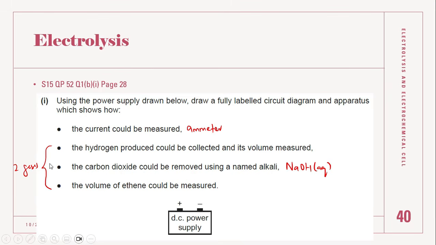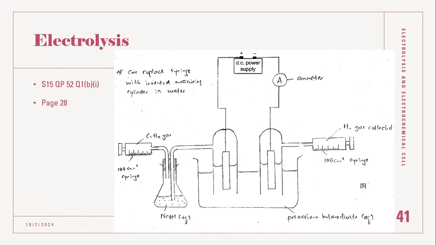You could collect gases, and then starting from this DC power supply, you draw your setup. So I have my diagram for this 2015 question, an electrolytic cell. Starting from this part, DC power supply, positive will be the anode and negative is the cathode. So I make sure that I have my half reactions correct on both sides.